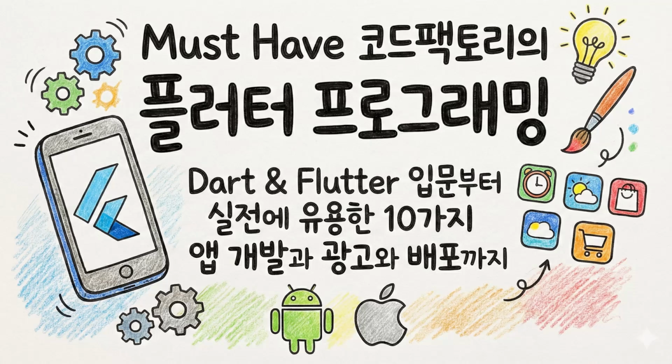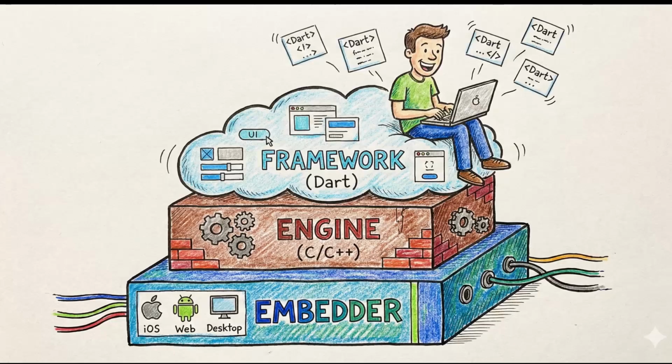The book, a must-have, 코드팩토리의 플러터 프로그래밍, 다테한 플러터, 입문부터 실전에 유용한 10가지 앱 개발과 광고와 배포까지, explains these processes, and it follows tutorial-based guidelines for beginners too. This book explains invaluable advice for entering Flutter development well. Similarly to other Flutter books, but with the most detailed overview, it introduces the Dart language first.